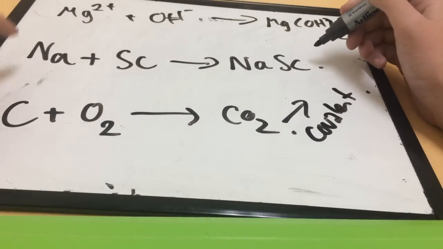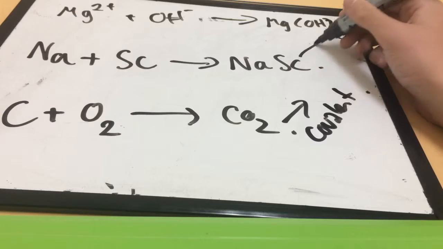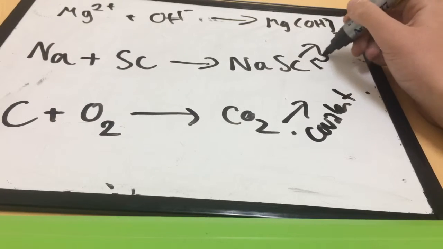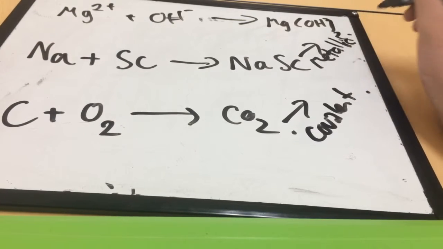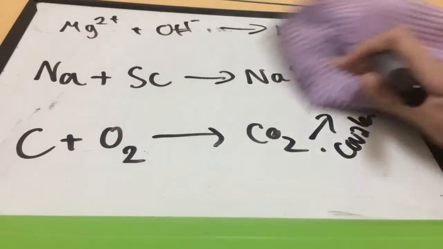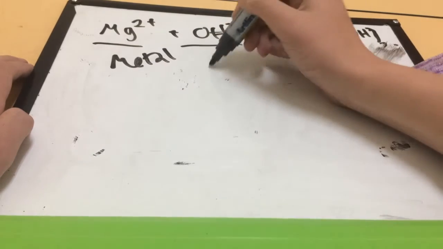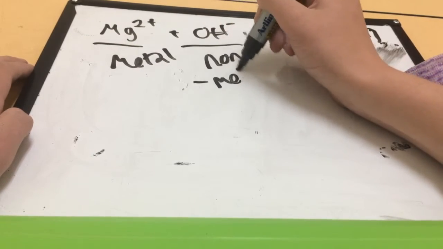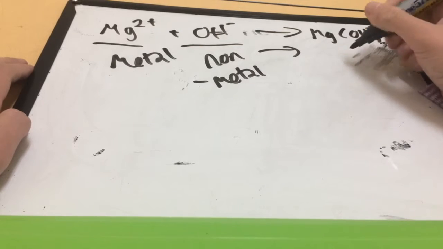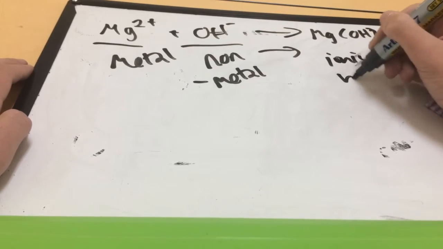This one, between two metals, scandium and sodium, which produces an alloy, so it's a metallic bond. Now for the top one, it's going to be an ionic bond, because it's between a metal and a non-metal. So it is an ionic bond.